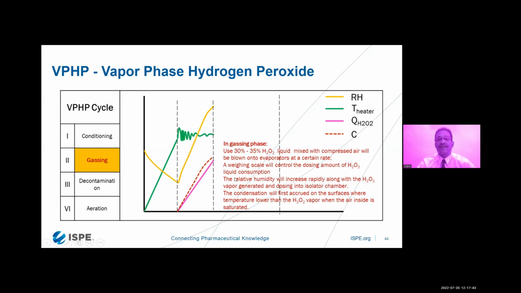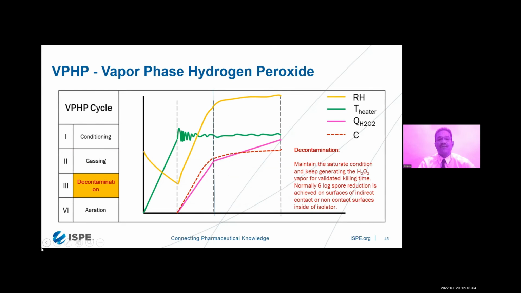So basically, there will be a fixed amount of dosing happening inside the chamber, which will be controlled with the help of a sensor. The sensor will sense the amount of VHP that you are putting inside the chamber, and that will control the dosing of the VHP into the chamber.